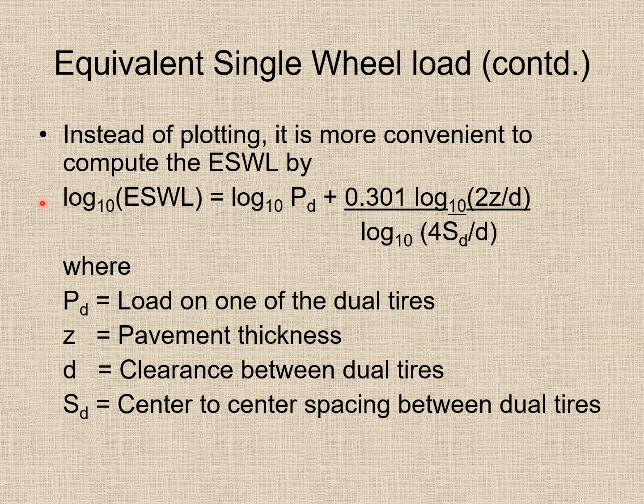So in the literature, in fact, there are many formulas available to estimate the equivalent single wheel load without plotting. This is one of them, and in this formula you can see that P sub D is the load on one of the dual tires, Z is the pavement thickness in which you are interested, D is the clearance between dual tires, that means the clear distance between the dual tires, and S sub D is the center-to-center spacing between dual tires.